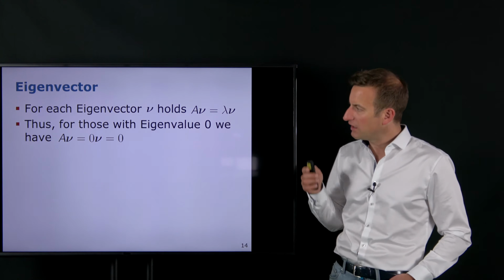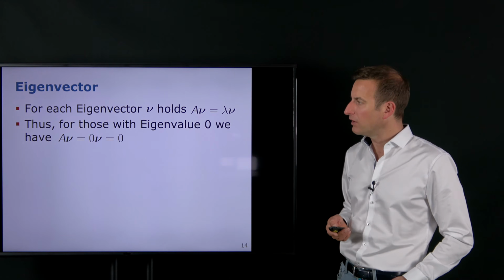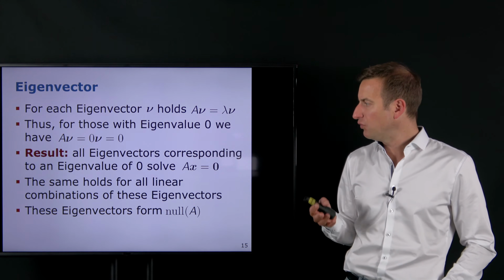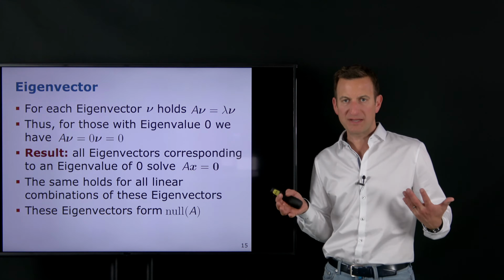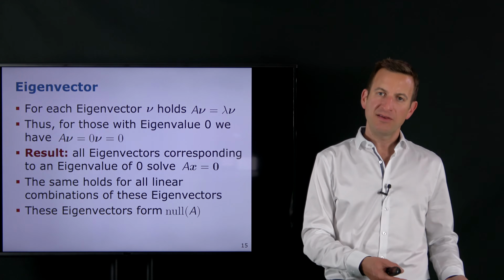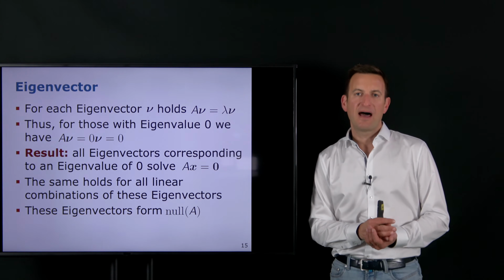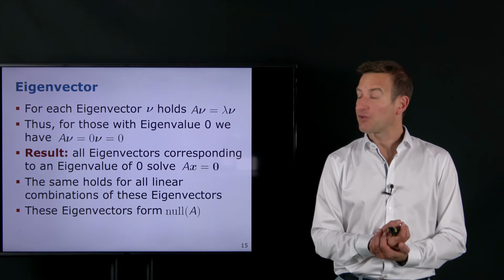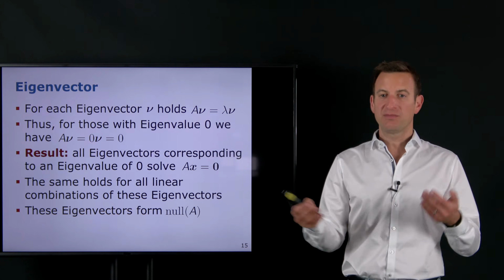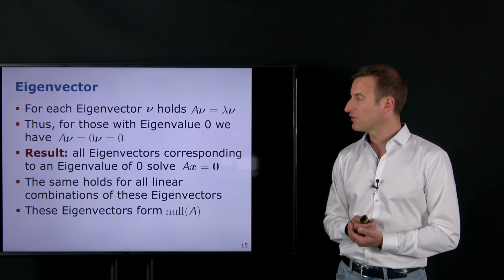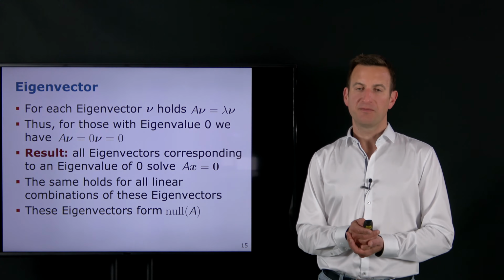And that means that the eigenvector that corresponds to an eigenvalue of 0 is a solution to Ax equals 0, and this holds for all combinations of those eigenvectors which correspond to eigenvalues which are 0. That means these eigenvectors actually span your null space. So the null space of A contains all the possible vectors which bring Ax to 0, or any combination of those vectors.